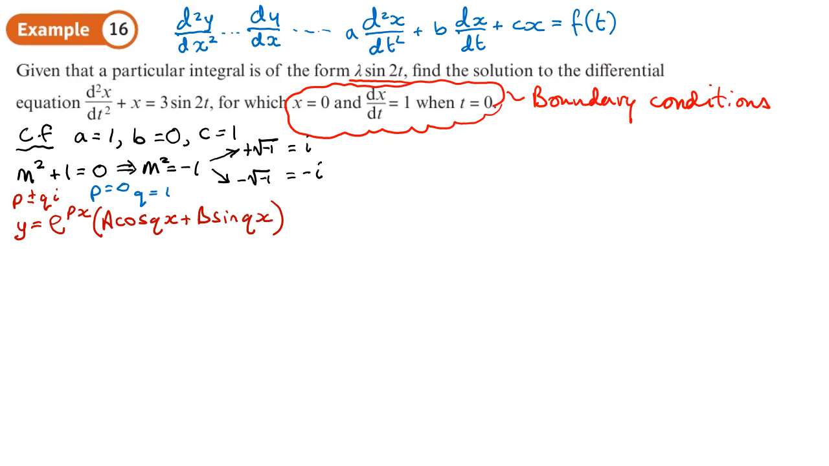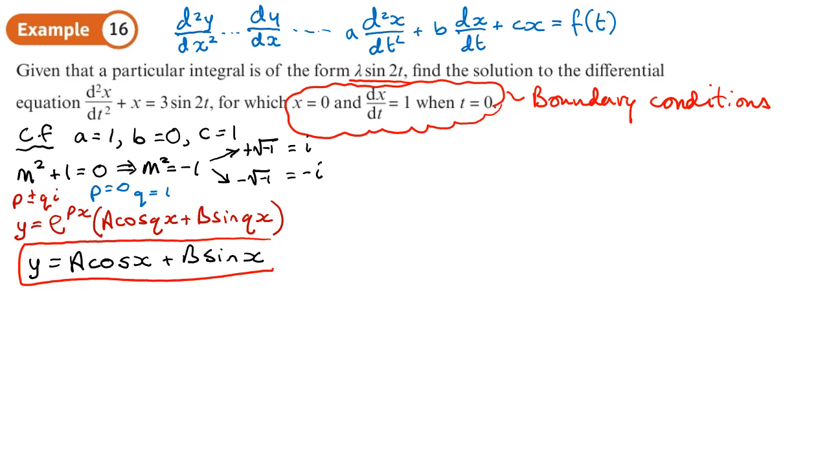So we can write our complementary function as y equals a cos x, because q is 1, plus b sine x. So we'll just highlight that there. That is our complementary function. And I'm just going to correct this. I'm used to writing x, it should be t.